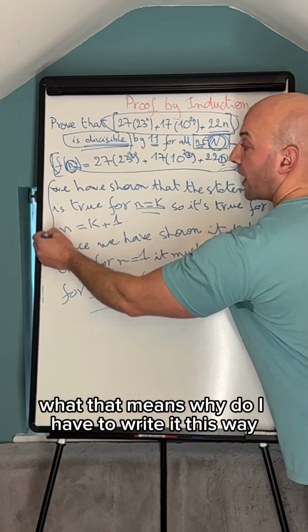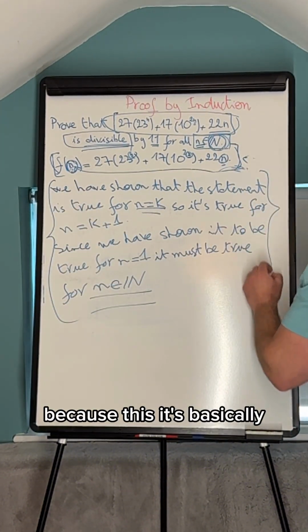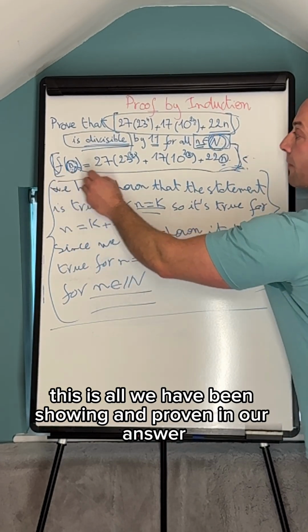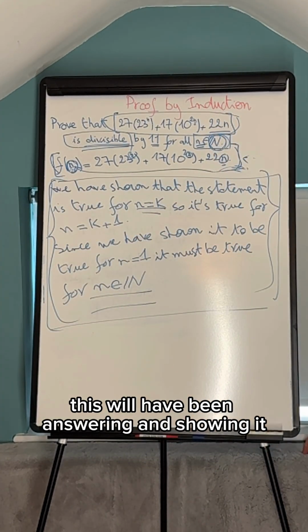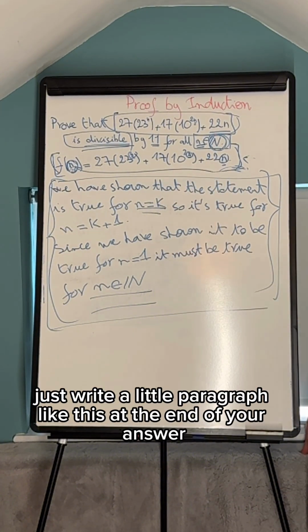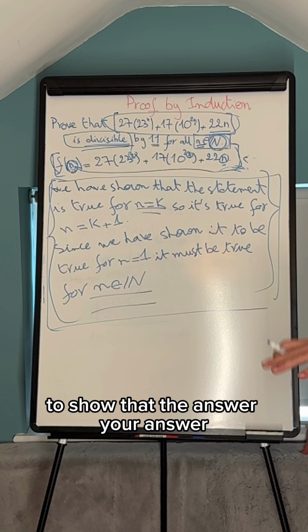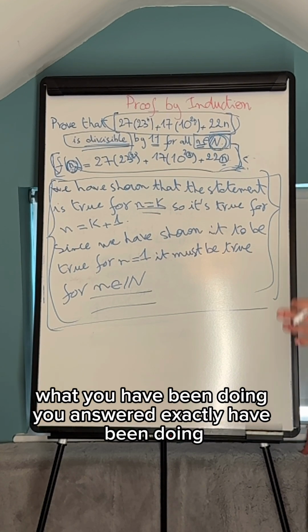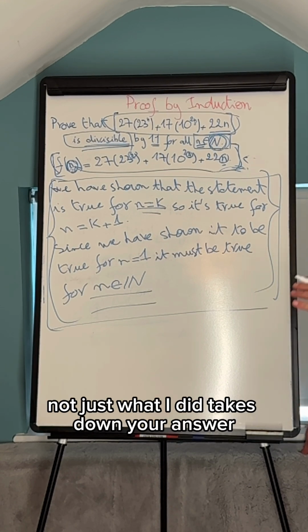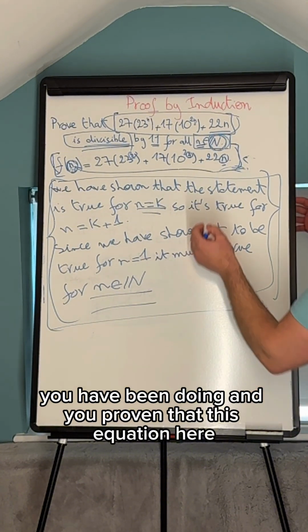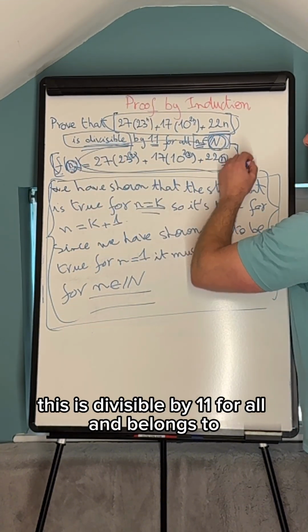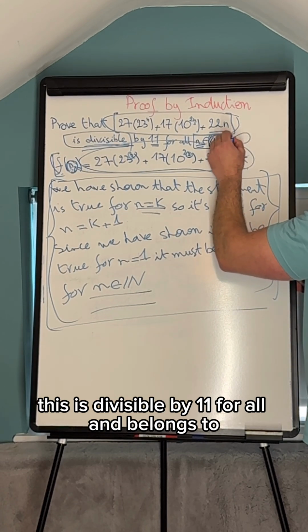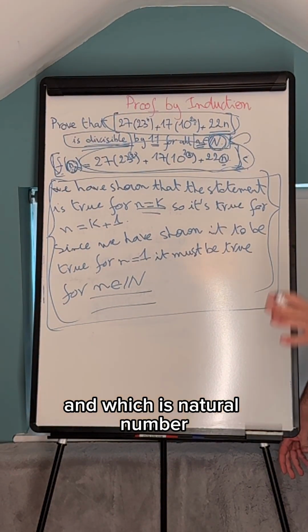Why do I have to write it this way? Because this is basically all we have been showing and proving in our answer. We write a little paragraph like this at the end of your answer to show exactly what you have been doing, not just writing things down. You proved that this function f(n) equals all this is divisible by 11 for all n belongs to N, the natural numbers.